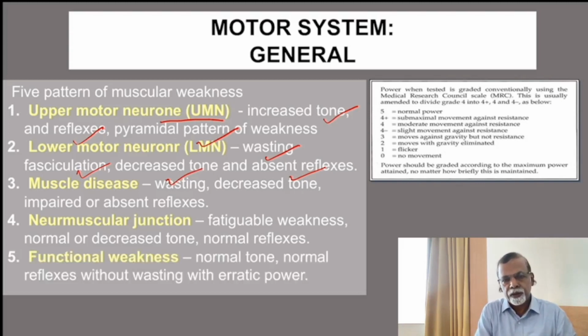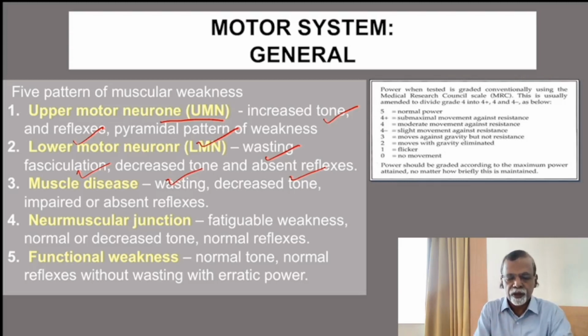Then comes the psychiatric disease, conversion reaction. The tone is normal, reflexes are normal, no wasting, and the power is erratic. Sometimes it may be more weak, sometimes it is less weak, and there is sudden giving way. In a patient with true weakness, this sort of sudden giving way will not be there. So these are some of the features.